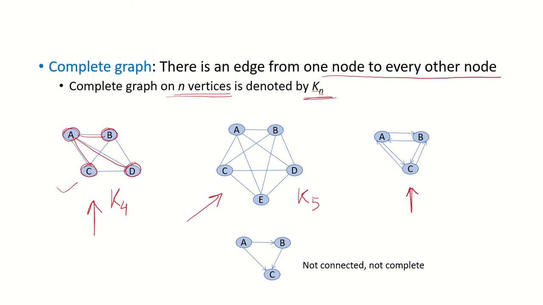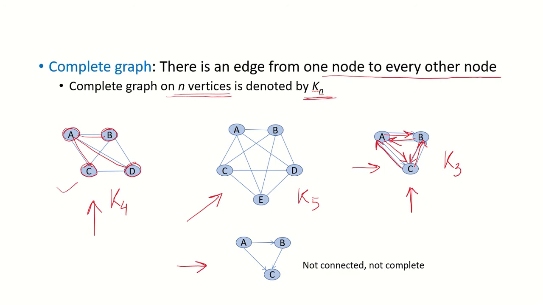What about this one? A is connected to B, A is connected to C, B is connected to C and B is connected to A. C is connected to A and C is also connected to B. So this is also a complete graph. So you see that for a directed graph, there needs to be an edge in both the directions for connecting two nodes. And this is a complete graph, and we can call it K3 because it is having 3 vertices.